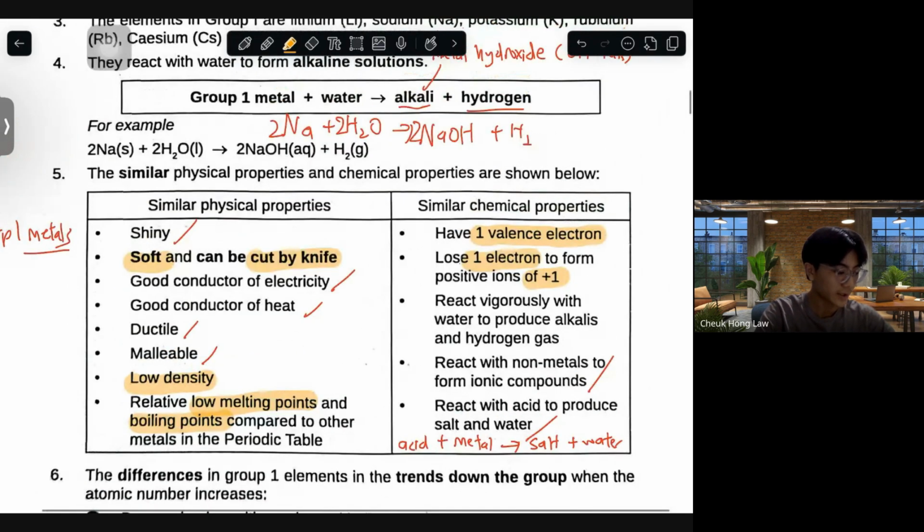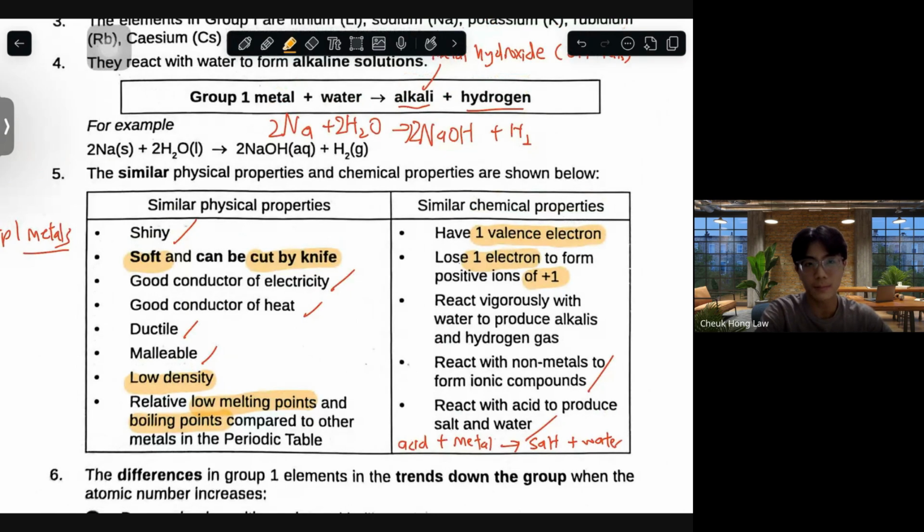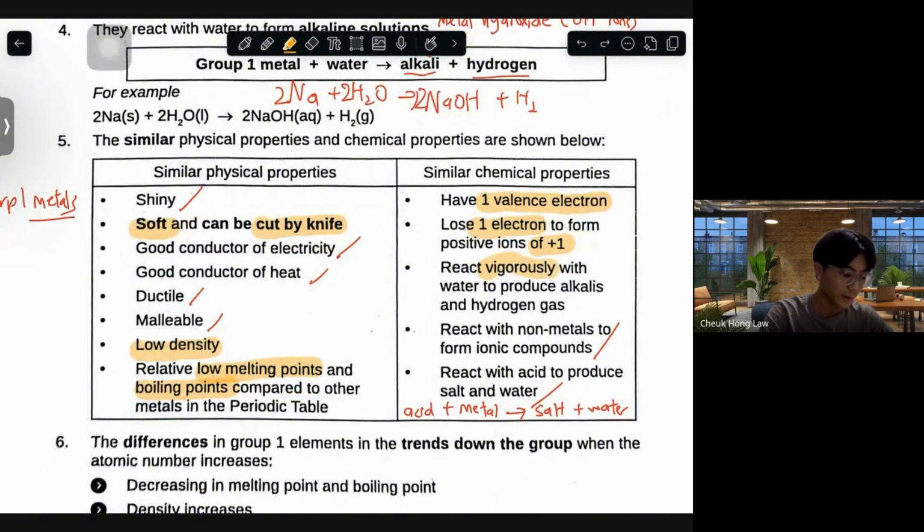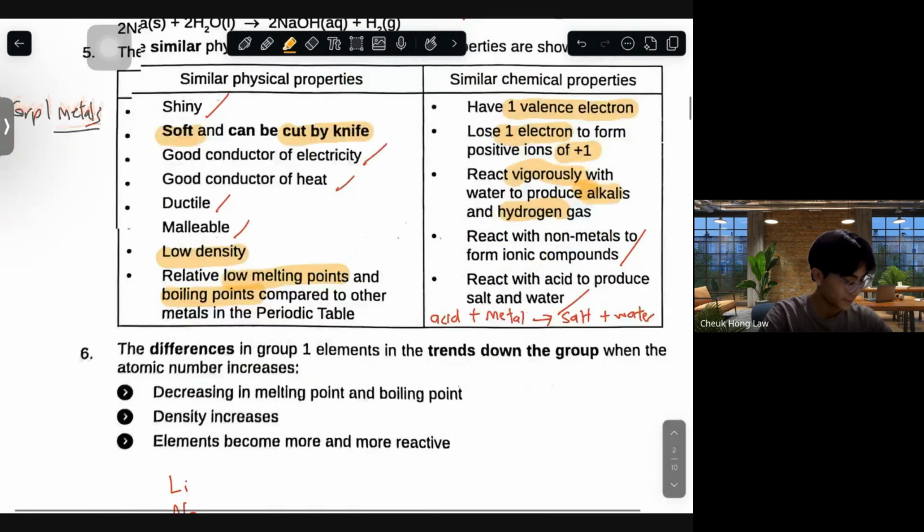And what is the reaction that we just learned? Group 1 metal plus water to give you alkali and hydrogen. Okay, that is another chemical property. So they can react vigorously with water to form your alkali and hydrogen gas. Okay, so these are the 3 chemical properties that differentiate your group 1 metals from your other metals.